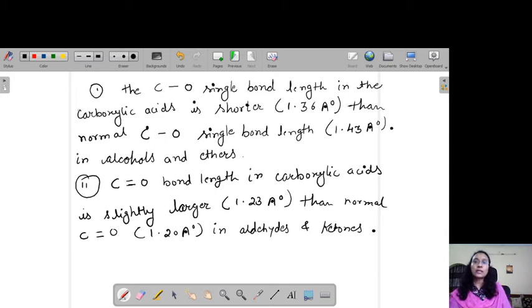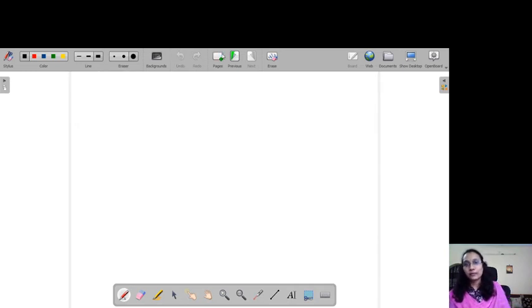Before this we have seen the two resonance structures. As a result of the resonance, what happens? The carbon oxygen single bond length in the carboxylic acids is shorter than the normal carbon oxygen single bond in alcohols and ethers, 1.43, and in carboxylic acid it is 1.36 angstroms. As well, the carbon oxygen double bond length in the carboxylic acids is slightly larger than the normal carbon oxygen double bond in aldehydes and ketones. How? We will see now.